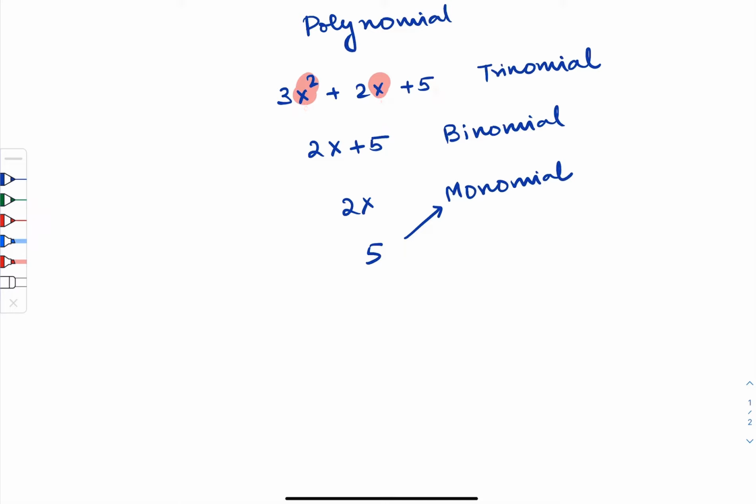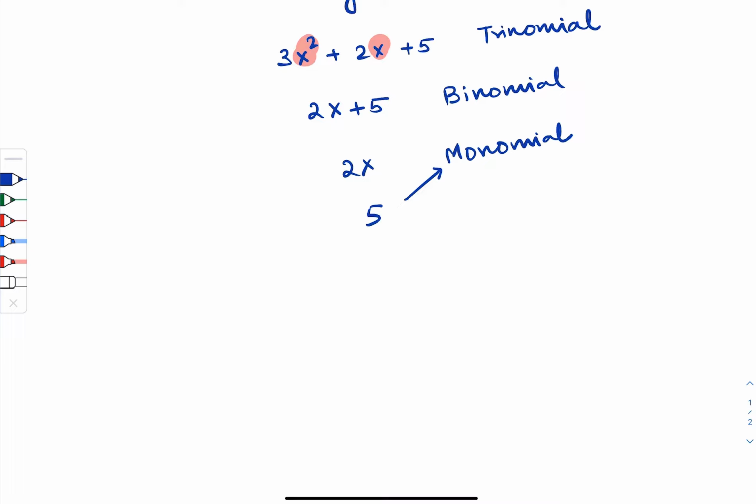So you can only combine the 3x squared with another term that has an x squared in it. You can only combine the 2x with another term that has an x in it, okay? And you can only combine the 5 with something else that has basically no x's in it, okay? So that's the thing to remember. You can only combine like terms, okay?